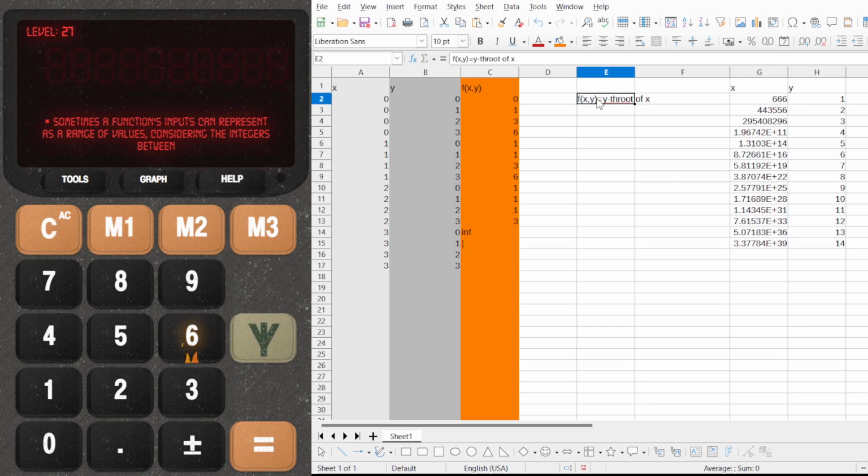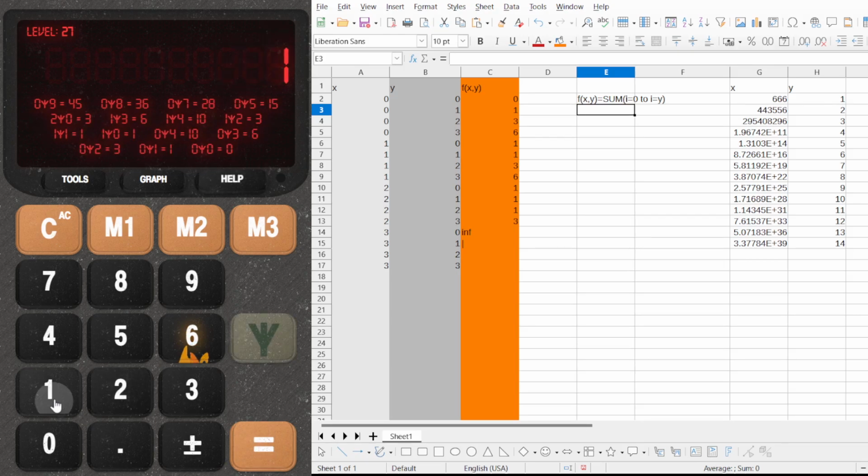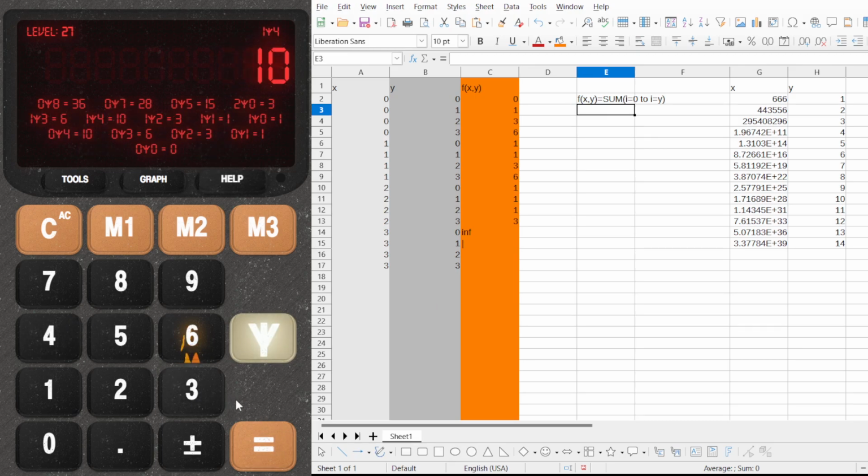So right now, for f of 0, it works this way. F of x, y equals the sum from I equals 0 to I equals y. This is what it looks like. If we start from 1, however, we start at 1. Then we go to 3. Oh, what? Okay, 6. Okay, maybe I just had a small mistake.